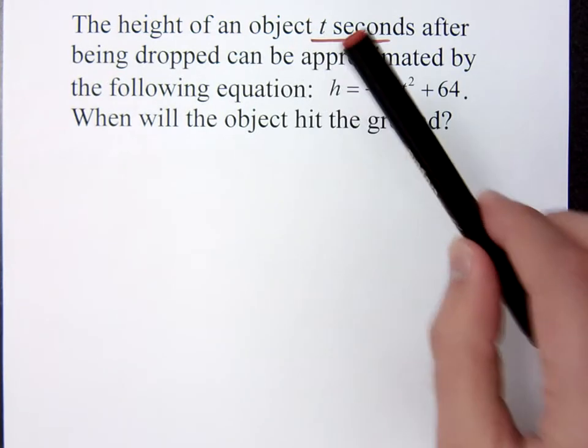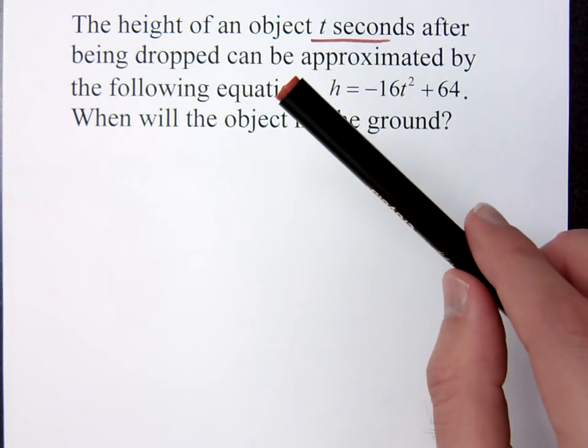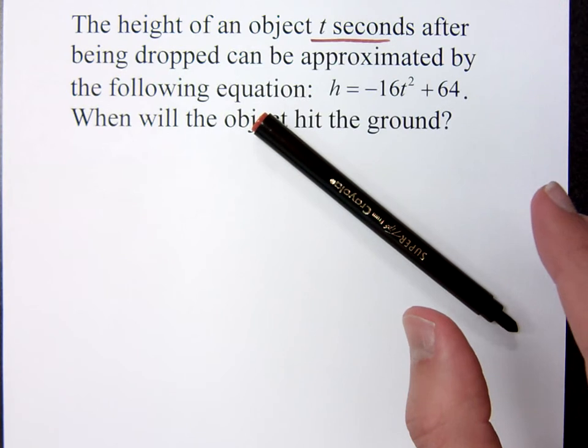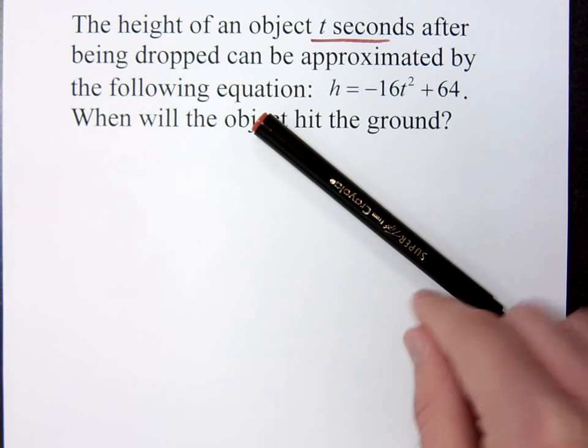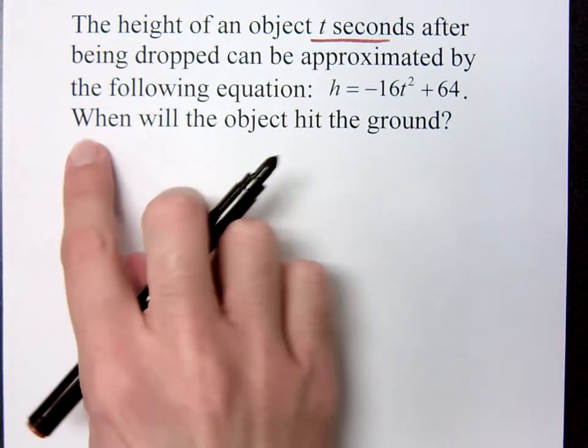So like if I have this pen right here, it's 3 inches above the ground. This is when it hits the ground, right? How far above the ground is the marker? 3 inches. When it hits the ground, how far above the ground is it? 0. When you land on the ground, what's the distance between you and the ground? 0. So it wants to know, when will the object hit the ground?